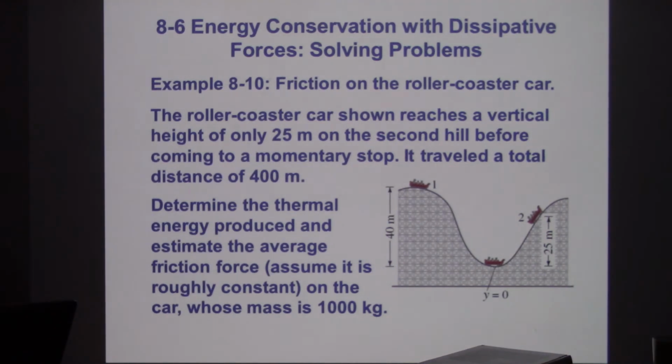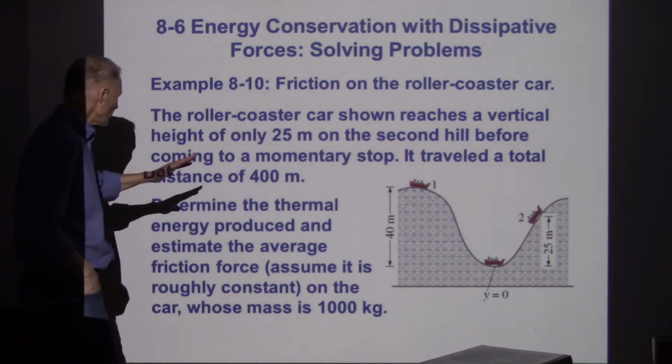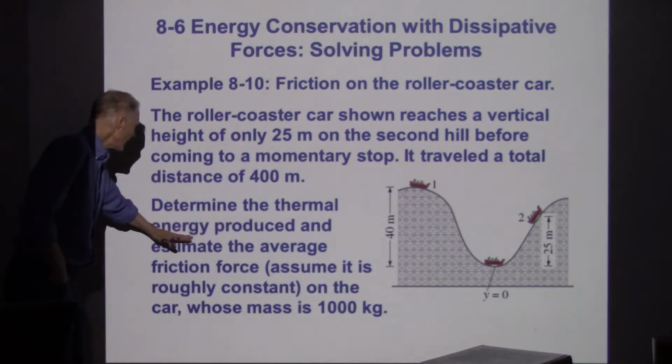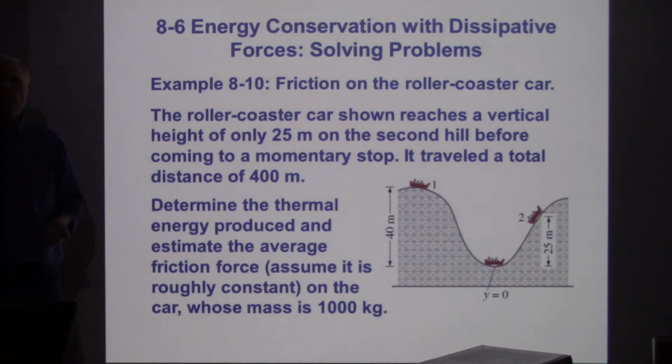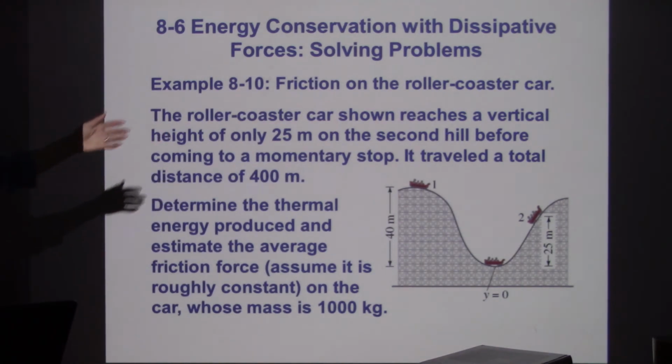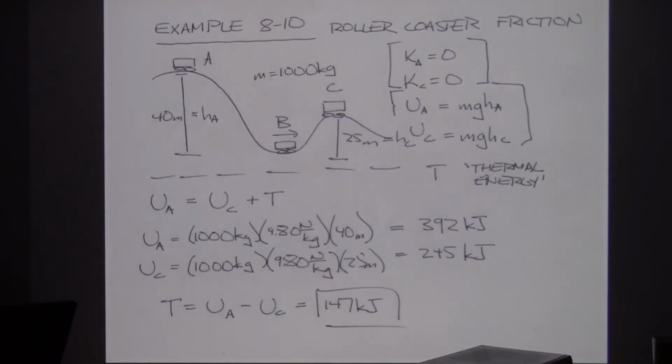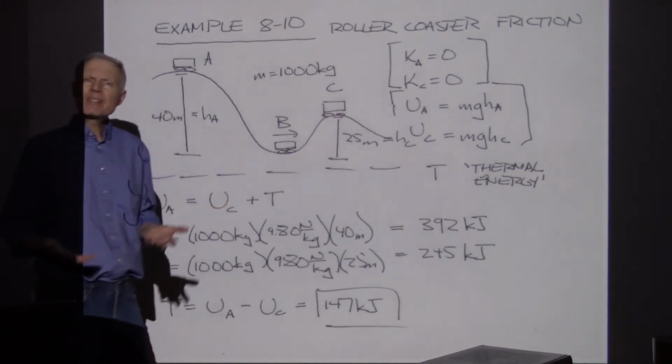And what they want us to calculate is to determine the thermal energy. How much thermal energy was produced with this roller coaster dropping between points 1 and 2? Now, the amount of thermal energy produced, that's like asking how much work was done by all of the frictional forces, right? So all of the frictional forces combined, what effect did they have? So we're really looking for missing energy.